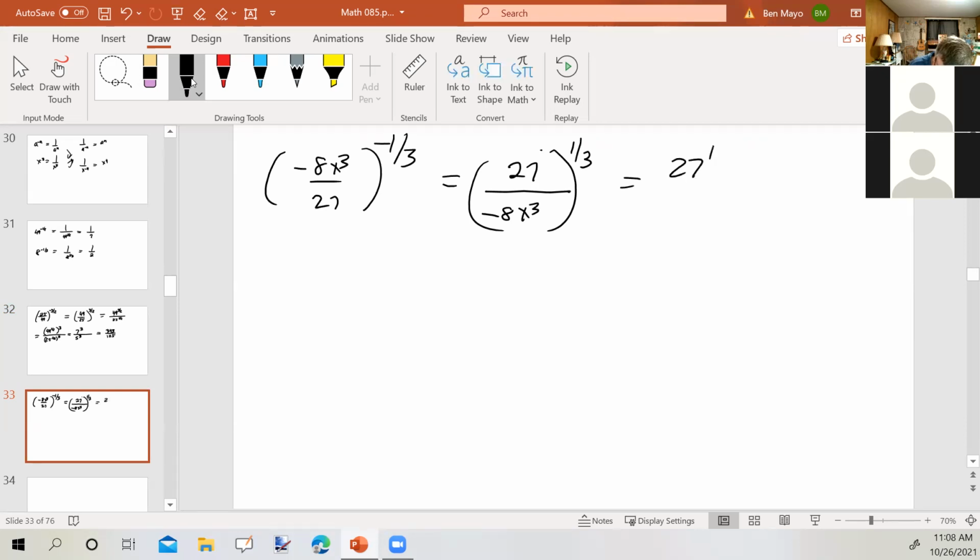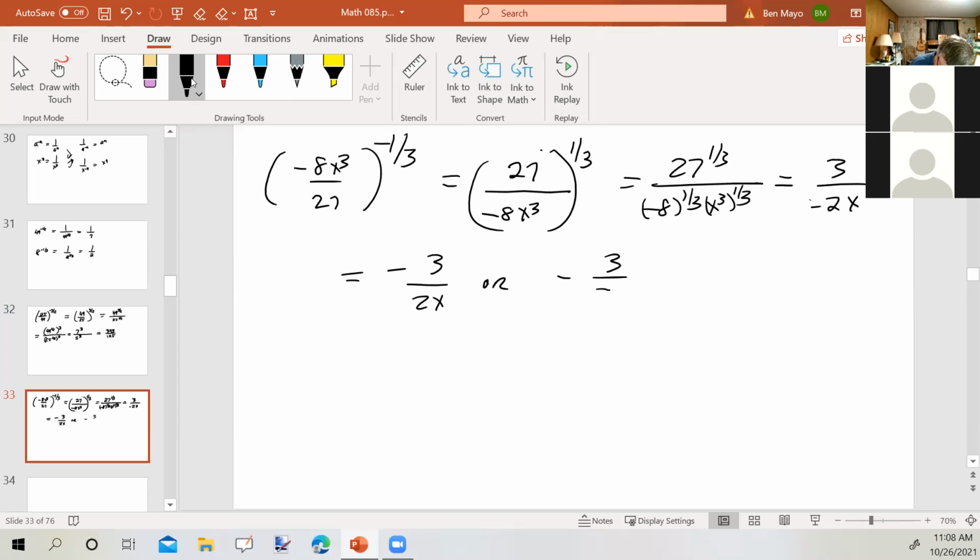So now I've got 27 to the 1/3 power over negative 8 to the 1/3 x cubed to the 1/3 power. Well, 27 to the 1/3 power is 3. Negative 8 to the 1/3 power is negative 2. And x cubed to the 1/3 power would be x to the 3/3 or x to the 1 power or just x. Okay. I'm going to go ahead and rewrite that. I'm going to move that negative sign either to the top or out front. In either case, I don't need absolute value bars for 2 reasons. 1, it's a cube root, and 2, the direction said assume all variables are positive.